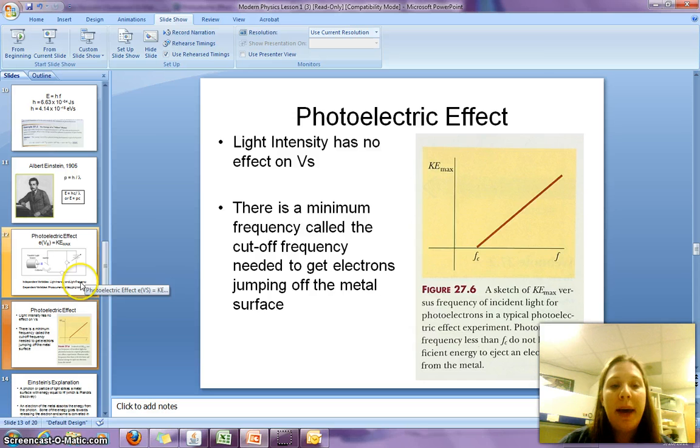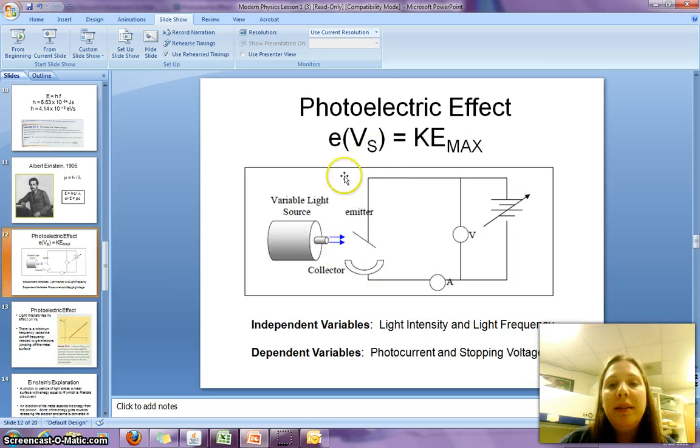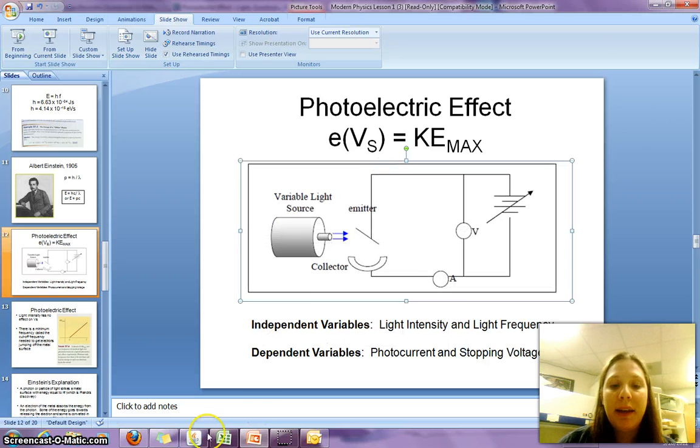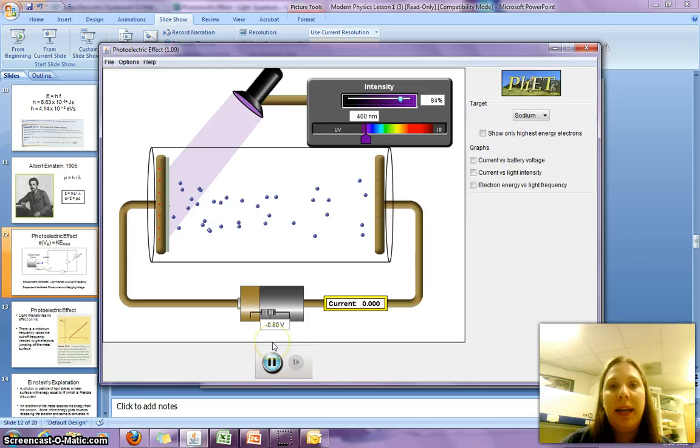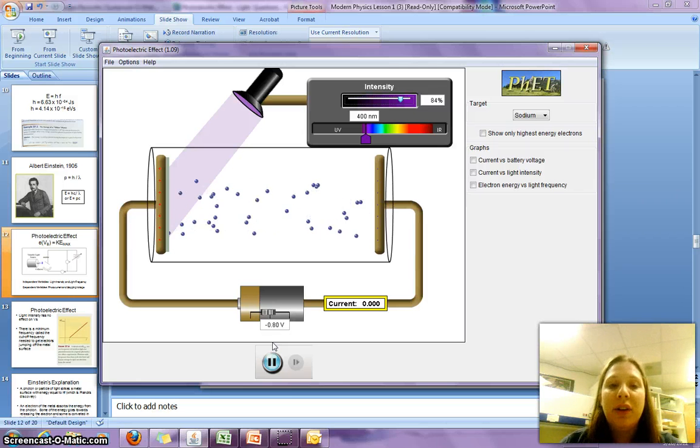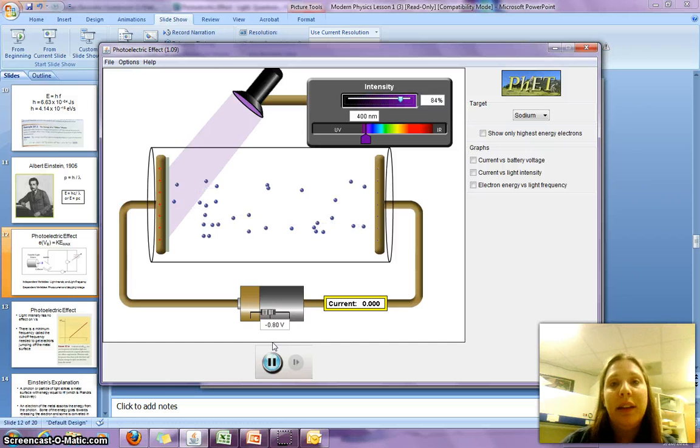If we look back at our equation here, we can see that the stopping voltage is equivalent to the maximum kinetic energy. If we look back at the simulation, we can see that in this case my stopping voltage is 0.8 volts, which means that the maximum kinetic energy that my electrons have is actually 0.8 electron volts. So it's directly equivalent to the amount of electron volts, which, remember, is a unit of energy.